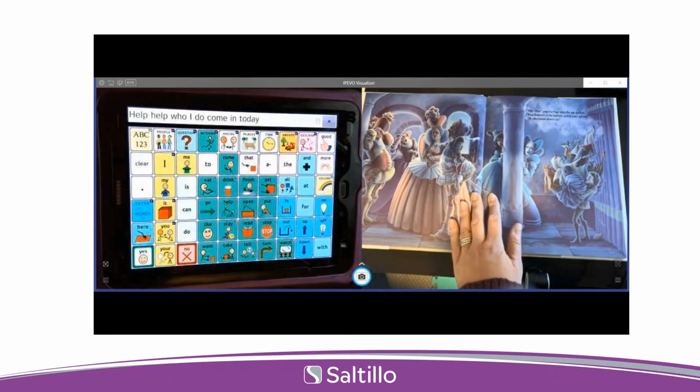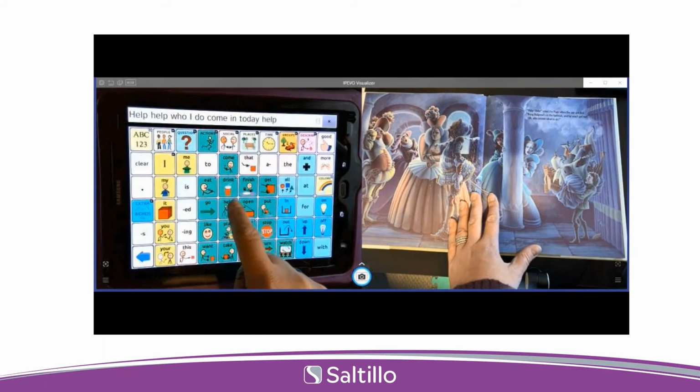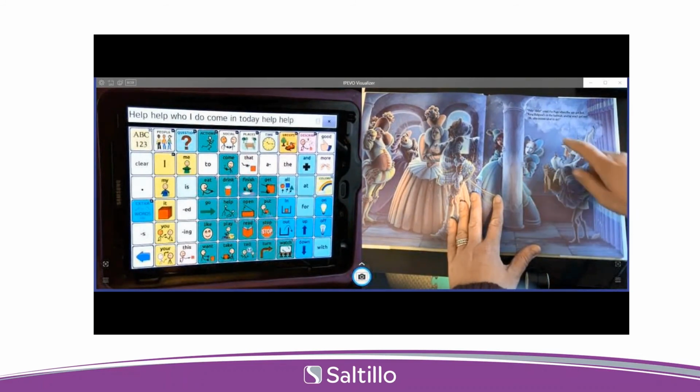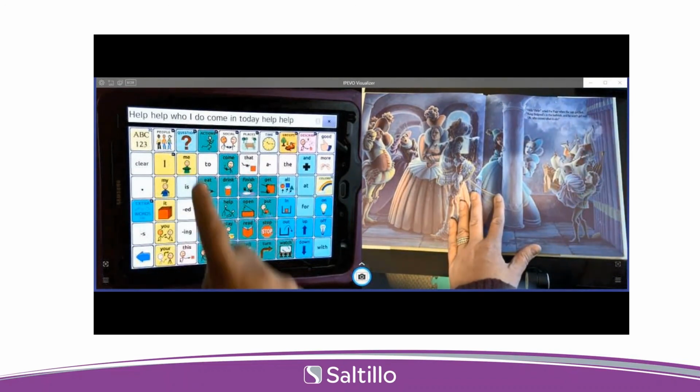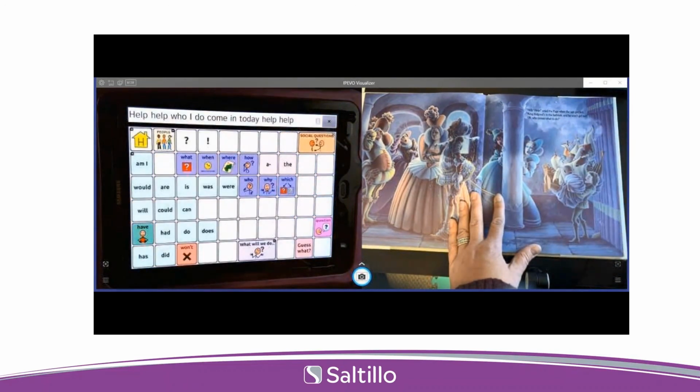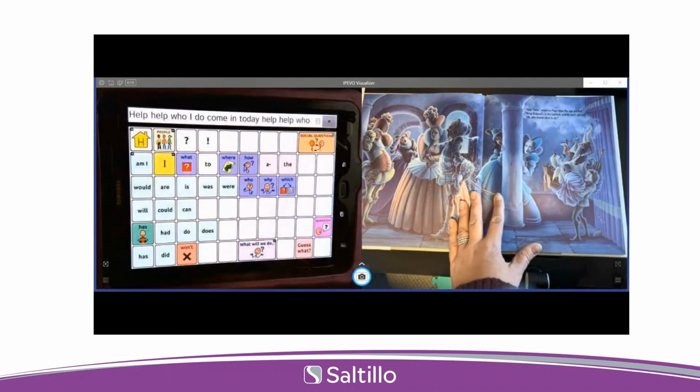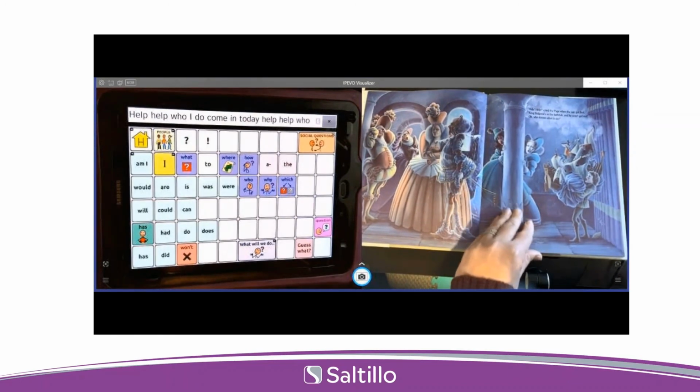Oh, here are pages again. Help, help, cried the page when the sun got up. King Bidgood's in the bathtub and he won't get out. Who knows what to do? Let's find a question word. Who? Do you know?